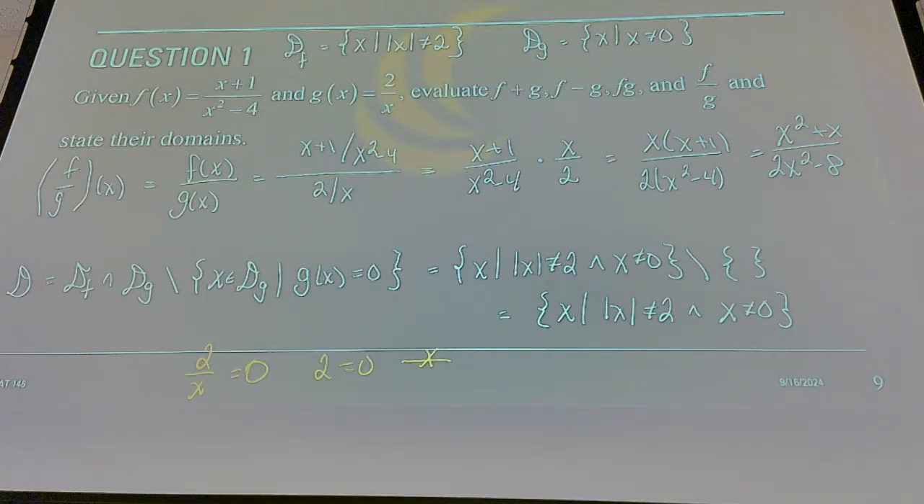Notice here, if all you do is look at this term, so you find f over g, and then you try to find the domain the standard way, wouldn't you just get x can't be plus or minus 2, which is the incorrect domain? That's why you have to go through this process.